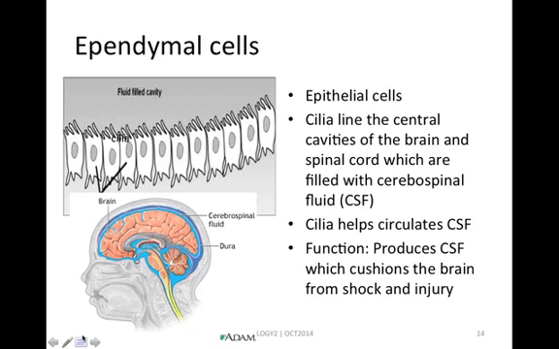The next Glia cell that we are looking at will be the ependymal cells. Ependymal cells are ciliated epithelial cells that line the central cavities of the brain and spinal cord. Ependymal cells produce the CSF, or cerebrospinal fluid for short, which cushions the brain from shock and injury.